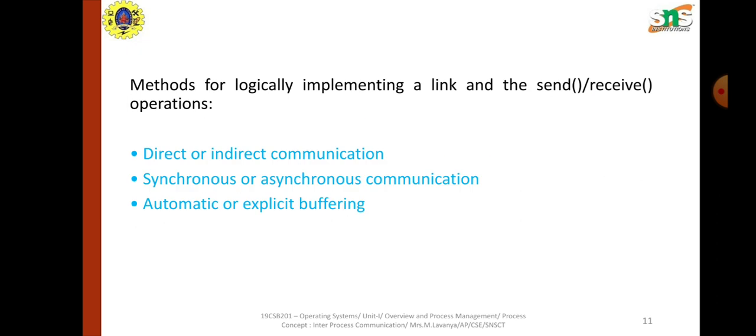The method of logically implementing a link for send and receive operations can be categorized under three types: direct or indirect communication, synchronous and asynchronous communication, and finally automatic or explicit buffering. Let's see them one by one.